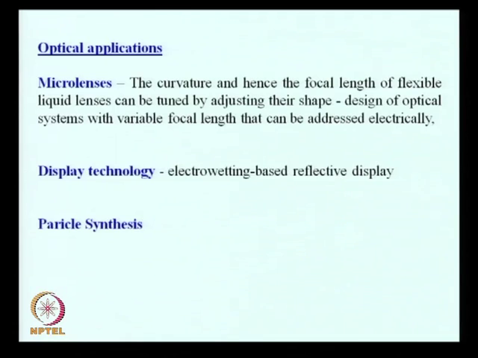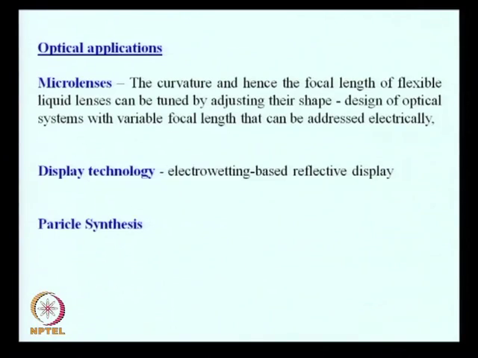In optical applications, I'll only say a few words about the micro lenses. If you could create a lens using a liquid droplet, the advantage is that it is very flexible. By applying the right electric field, the contact angle, and hence the curvature of this micro lens, can be modulated. So, you can vary the curvature by varying the contact angle and the electric field. Extremely sensitive control of the focal length of a micro lens made from a liquid droplet can be achieved, which has applications in display technology and so on.